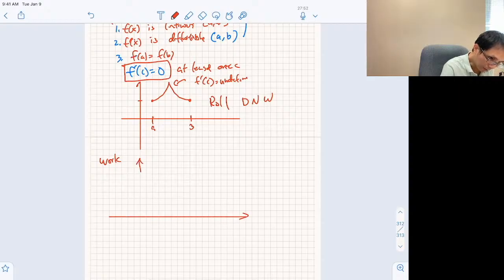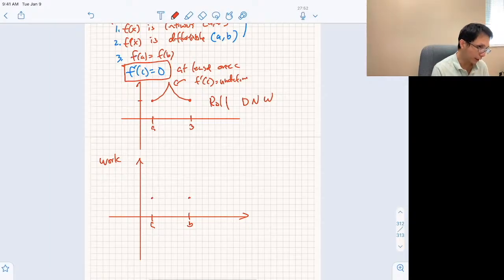So it's differentiable. So let's just say A and B, and they are continuous and differentiable. First example, I can come up with just some simple function here. Here you've got a horizontal tangent. F prime of C is equal to 0, which is true.